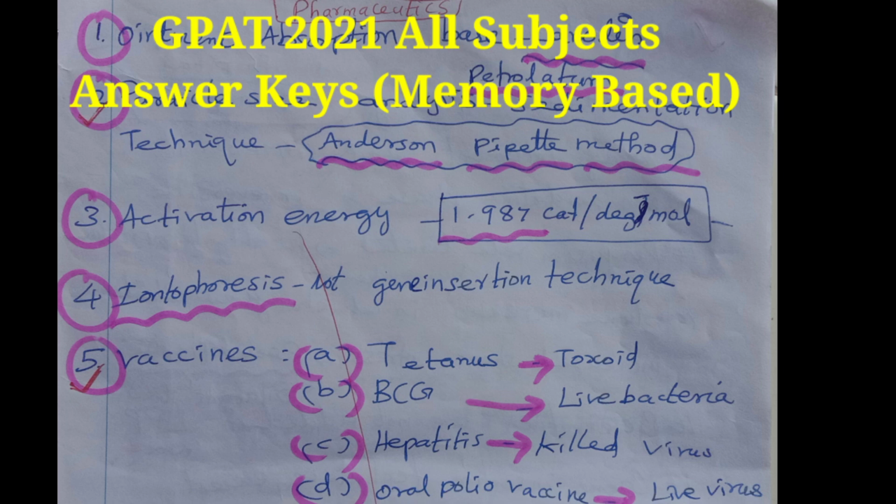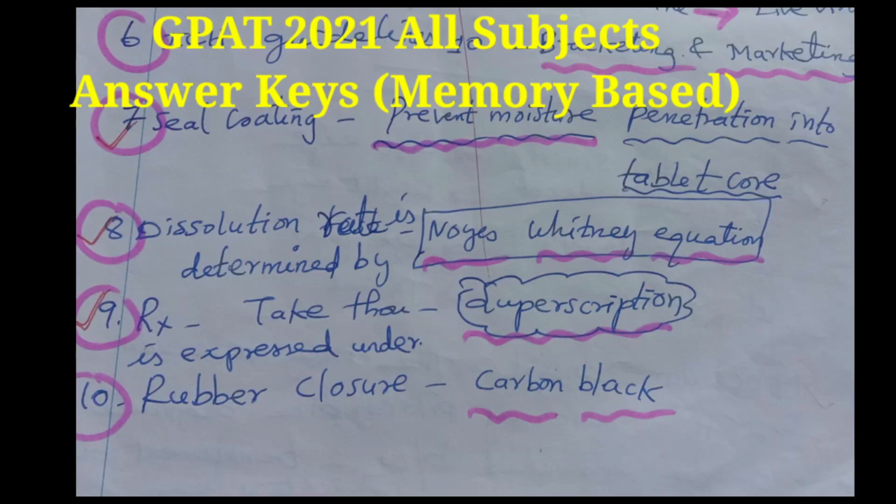Fourth one, iontophoresis, it is not the gene insertion technique. Then fifth one, vaccines: tetanus toxoid, BCG live bacteria vaccine, hepatitis killed virus, and oral polio vaccine, live virus. Next question, according to ICH guidelines, one random answer is bracketing and another one option.